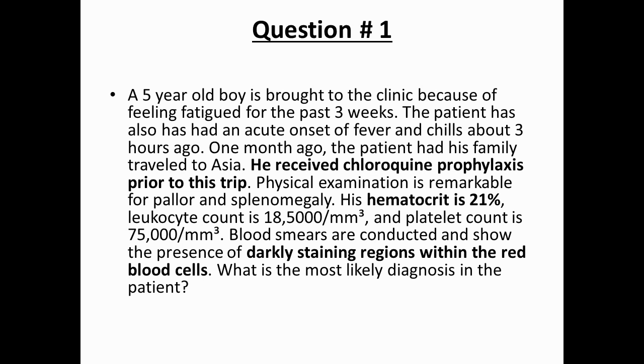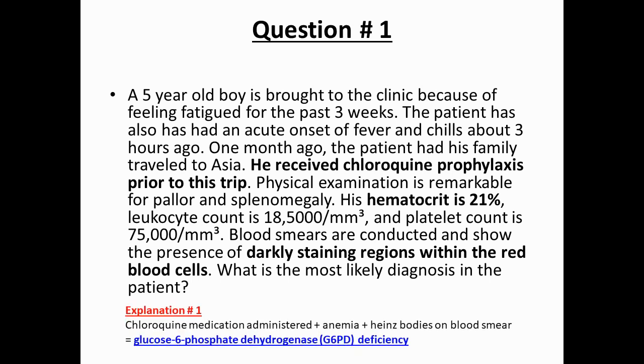The darkly staining regions within the red blood cells are Heinz bodies. Also his hematocrit level is 21%, so he is anemic. So we can say that chloroquine administration, anemia and Heinz bodies lead to glucose 6-phosphate dehydrogenase deficiency, which is G6PD deficiency. That's how we can diagnose that this patient has G6PD deficiency.